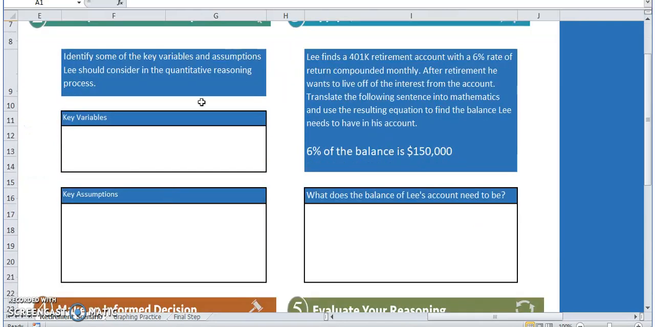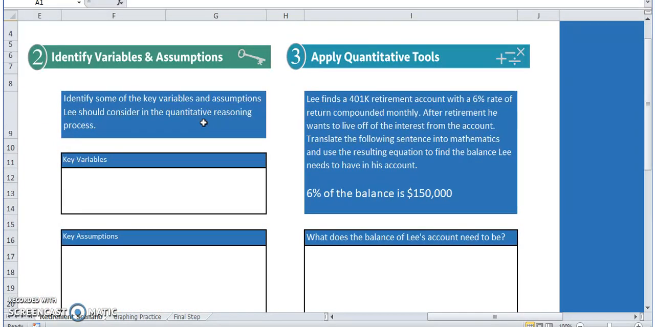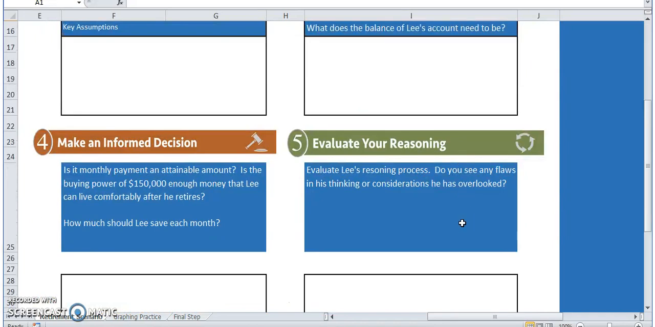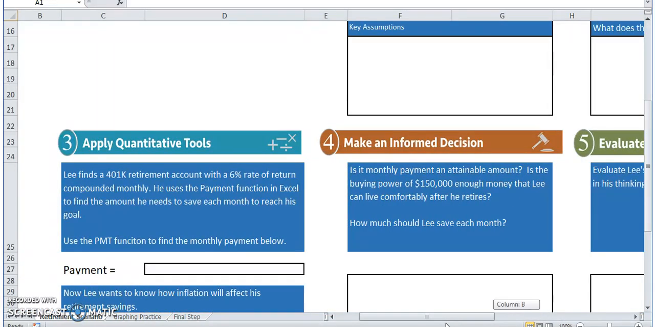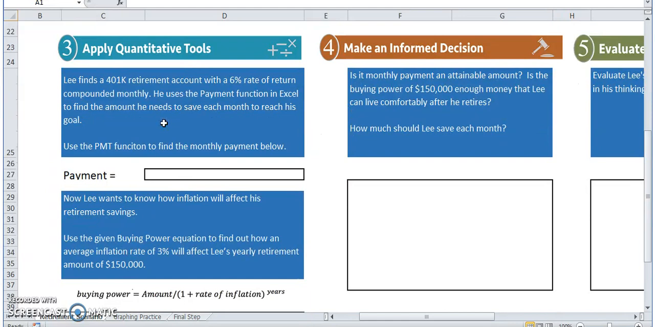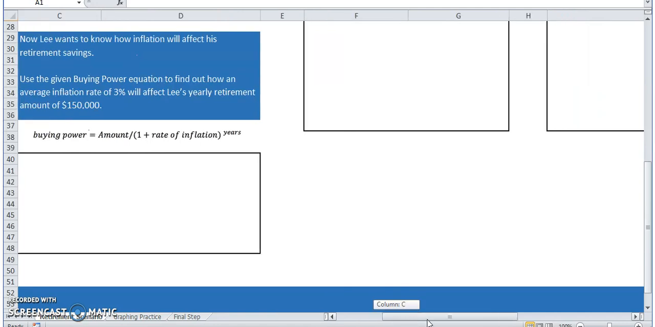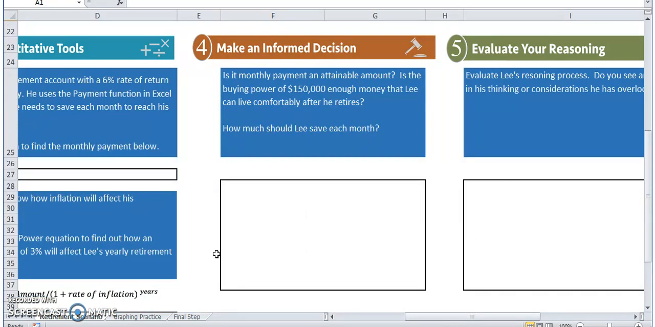Starting with our quantitative reasoning process, identifying variables and assumptions, applying your quantitative tools, and working through these. As part of that, you'll be using the payment function again that you used before in Excel, and then it's also giving you this buying power function based on rates of inflation here that you'll also be using as you work through this.